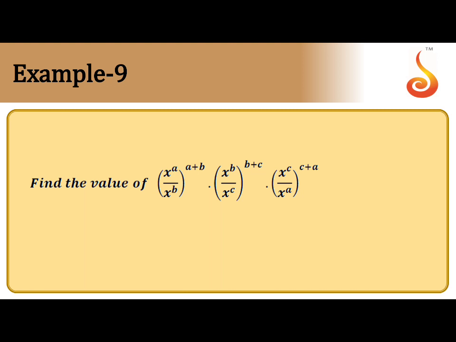So we can solve this question using indices. What indices can you use? a^m divided by a^n equals a^(m-n). This property you can apply to get the solution easily. So we can start the solution.